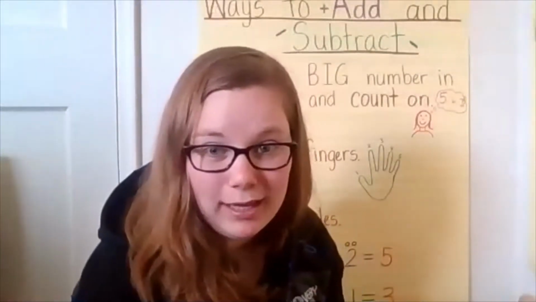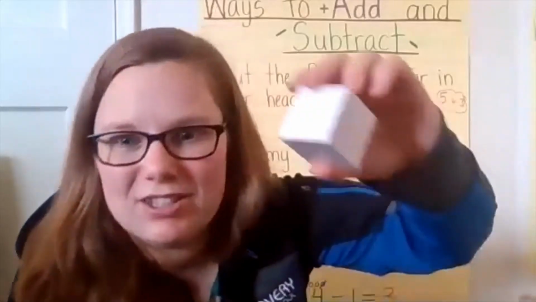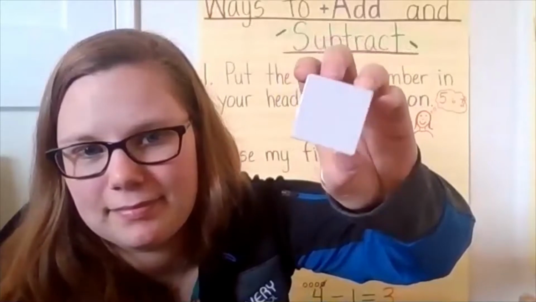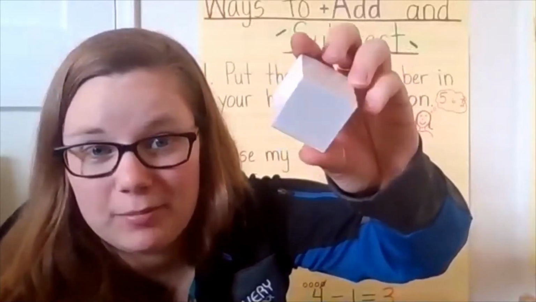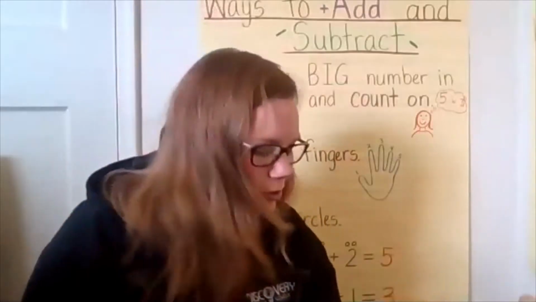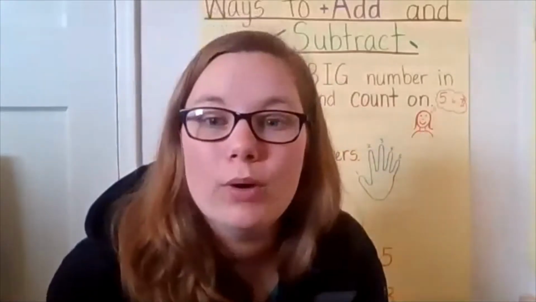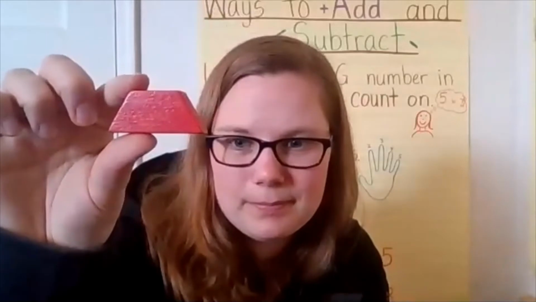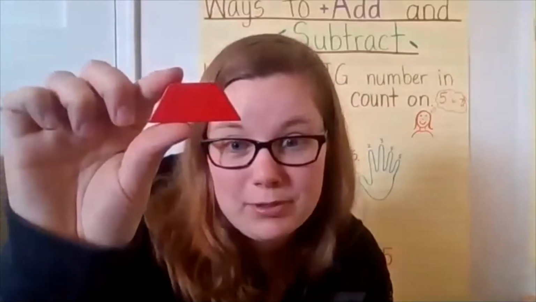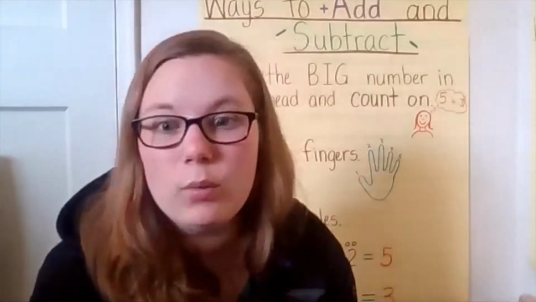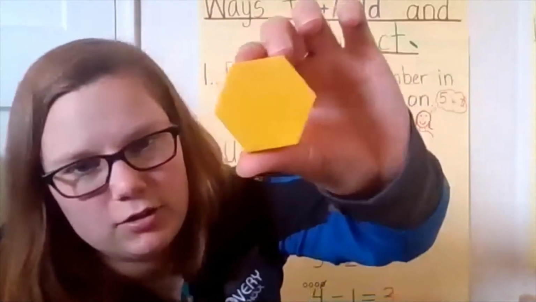Okay, we only have a few left. Ready? What's this shape? A cube. Good job. This is a cube. Good job. All right, 2 more shapes. You ready? What's this 2D shape? Trapezoid. This is a trapezoid. Good job. And what is this final 2D shape?